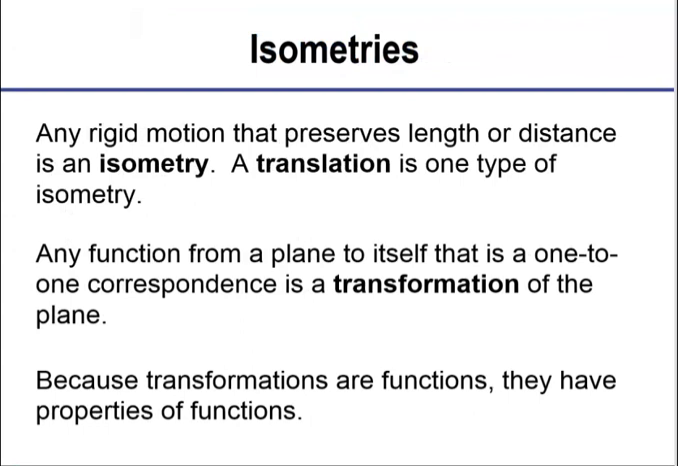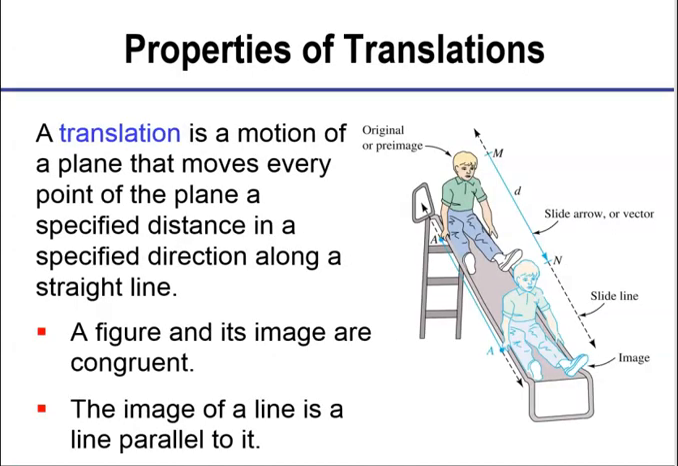Any rigid motion that preserves length or distance is an isometry. A translation is just a type of isometry. Any function from a plane to itself that is a one-to-one correspondence is a transformation of the plane. And because transformations are functions, they have properties of functions. And we'll list some properties of transformations.